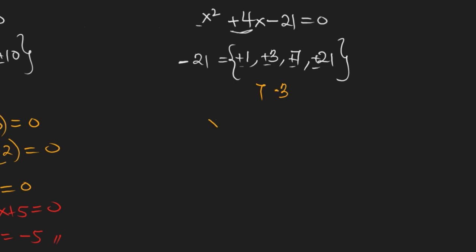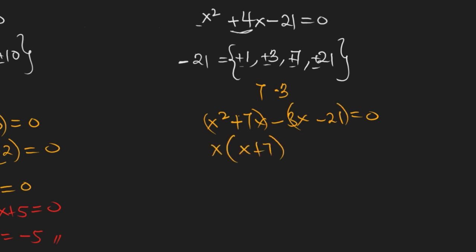And then I rewrite this quadratic equation as x squared plus 7x minus 3x minus 21 equals 0. I group them and then I factorize. x comes out, so I have x plus 7. Minus 3 comes out, so I have x plus 7, because when I expand this, minus 3 times x will give me minus 3x, and minus 3 times 7 will give me minus 21. So here is supposed to be plus.